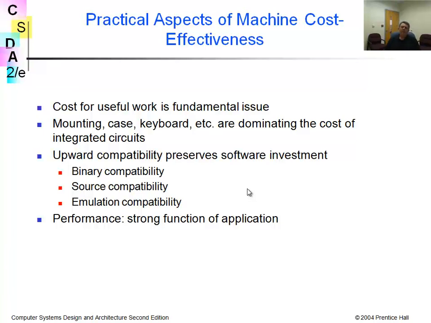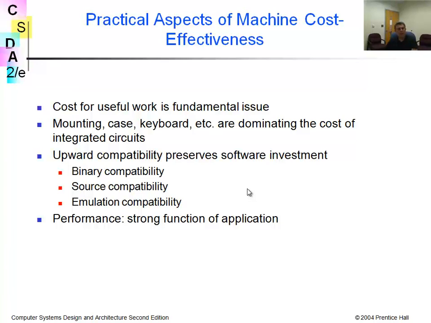Now, regarding some issues when we design a computer, those are compatibility, and there are two issues. One would be the hardware related. Most of the hardware expenses go to mounting, case, keyboard, that kind of stuff. Integrated circuits, designing those are the hardware costs. Regarding the software, the main issue is upward compatibility.